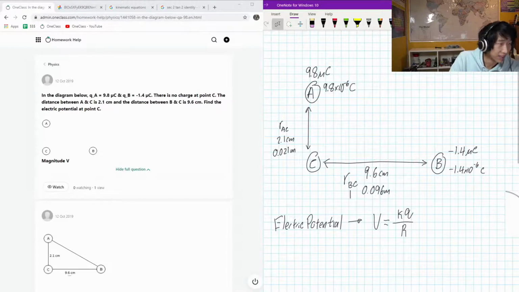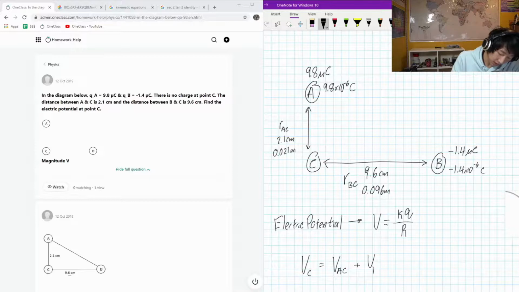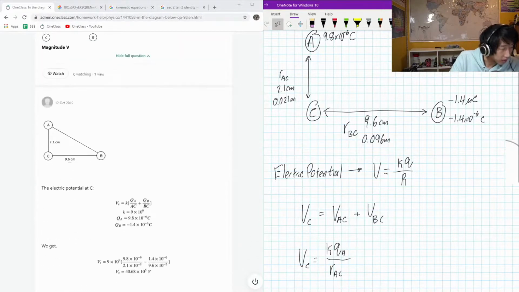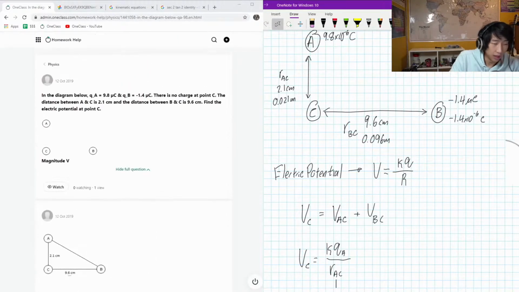Okay, so essentially what we just got to do is the total electric potential at point C is just going to be the electric potential as a result of A at point C plus the electric potential as a result from B on C. To do this, it's just going to be kQA over RAC. Right, it's not squared on the bottom, right? Yeah, awesome. And plus kQB over RBC.